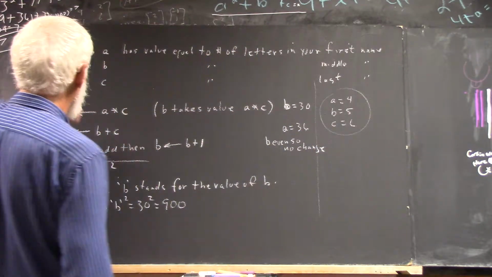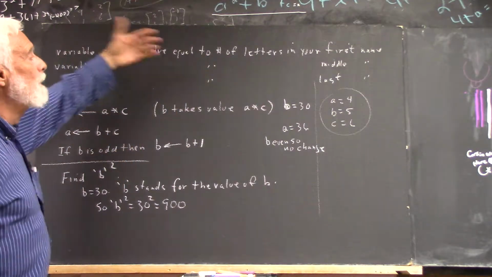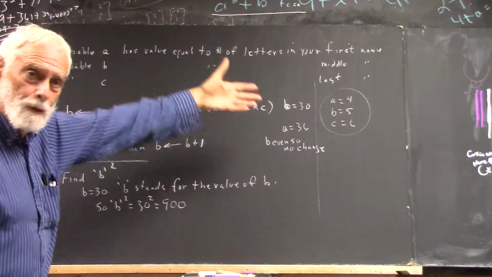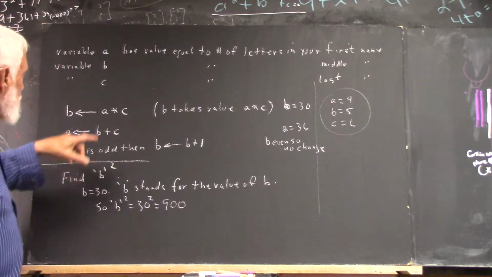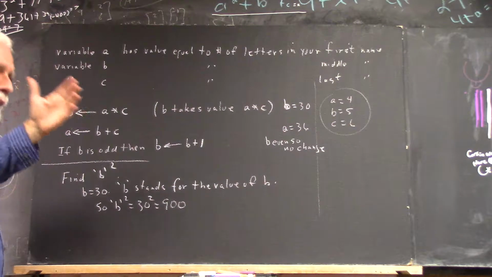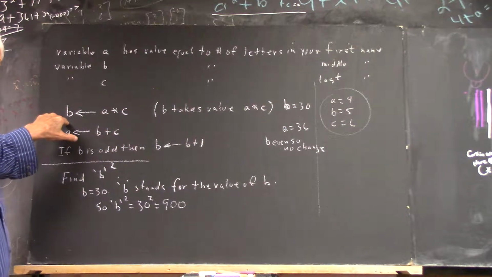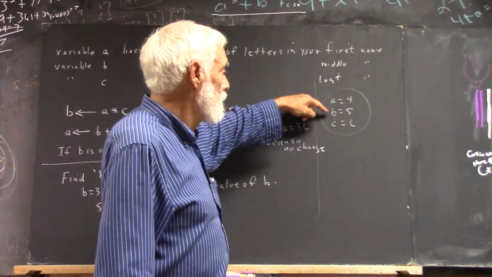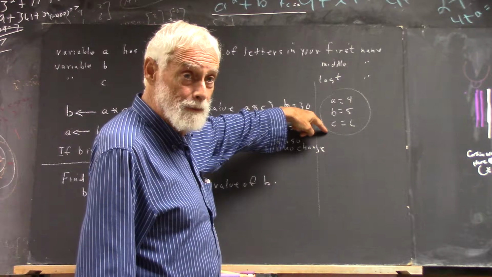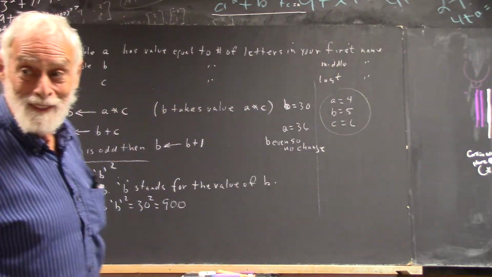Okay, so variable A has a value equal to the number of letters in your first name, variable B, the number of letters in your middle name, variable C, the number of letters in your last name. This statement assigns the value of A times C to the variable B. Well, let's just assume you have 4 letters in your first name, 5 in your second name, and 6 in your last name. Okay?